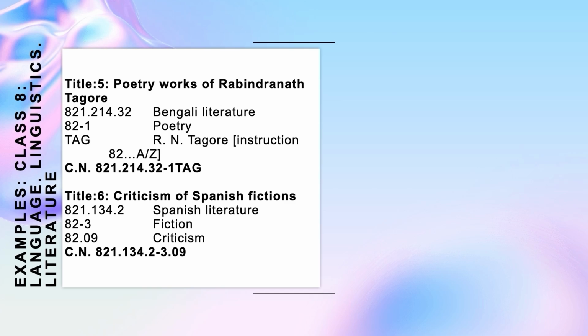Title 6, Criticism of Spanish Fiction, 821.134.2 Spanish literature, 82-3 fiction, that is -3 special auxiliary, then 82.09 special auxiliary criticism. So the class number will be 821.134.2-3.09.